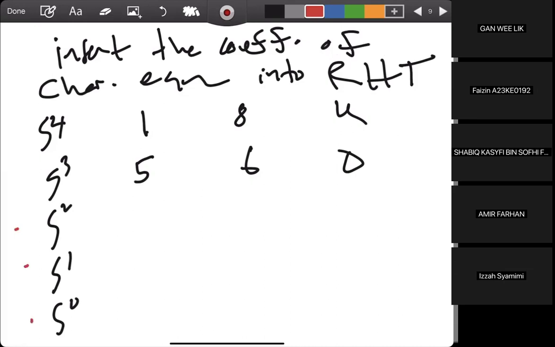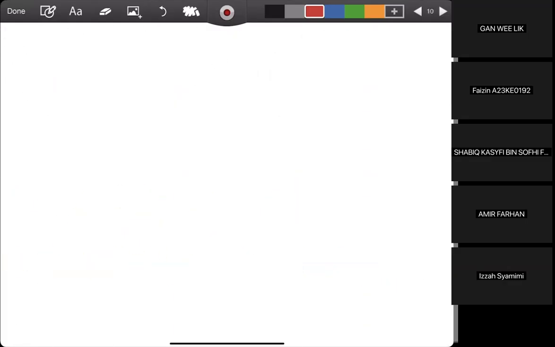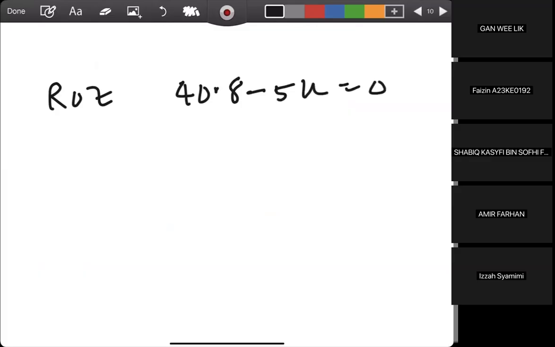Okay, so this one will be 6.8. This one will be K, 0. Okay. So at this point, there is a row of zeros happening here. The whole s^1 row is zeros. So you need to somehow adjust the row of zeros, which is 40.8 - 5K equal to 0, K is equal to 8.16.